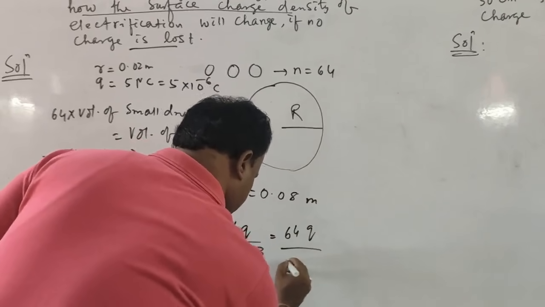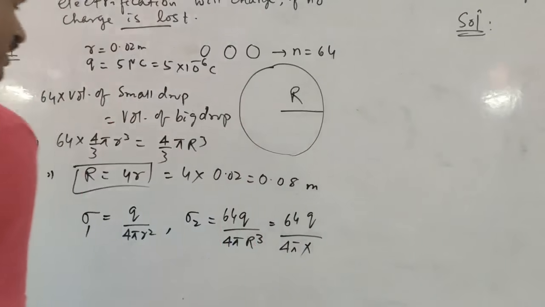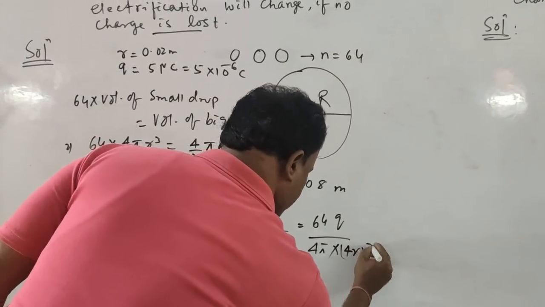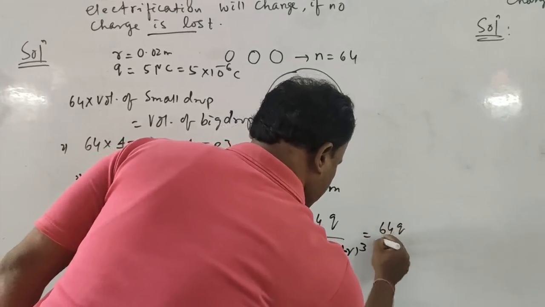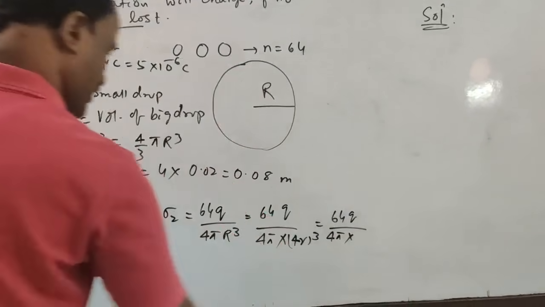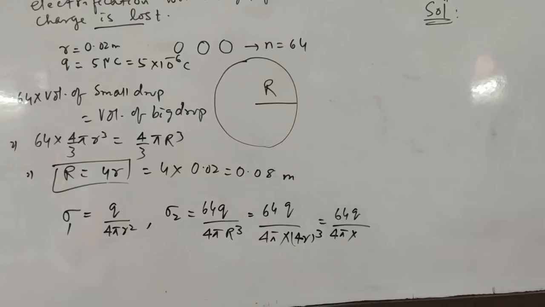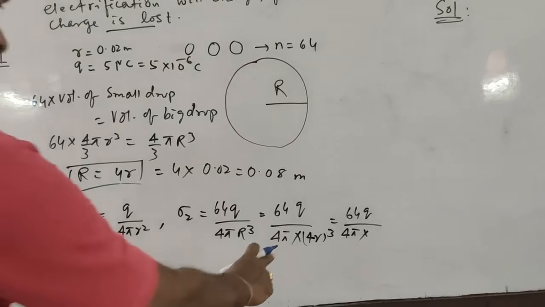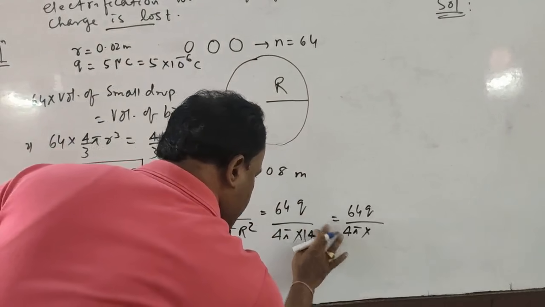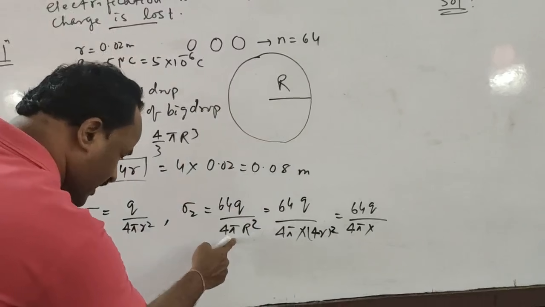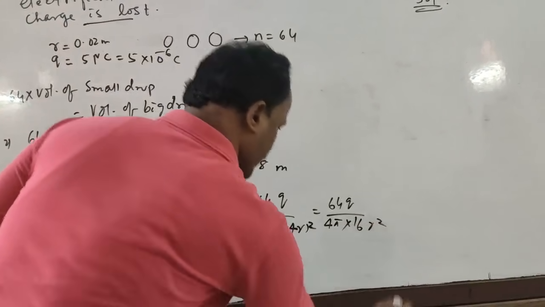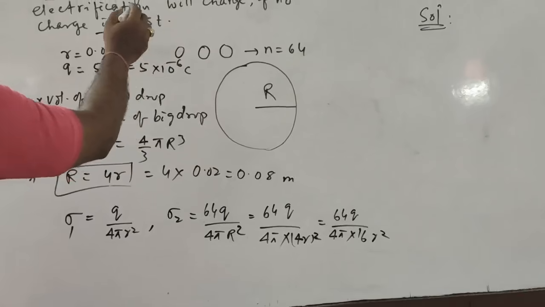64q divided by 4 pi multiplied by R square, where R is 4r, so 4r whole square. It is 64q divided by 4 pi multiplied by, very sorry, it is square, because the charge is on the area 4 pi r square. 4r square is 16 r square. So you have to compare.